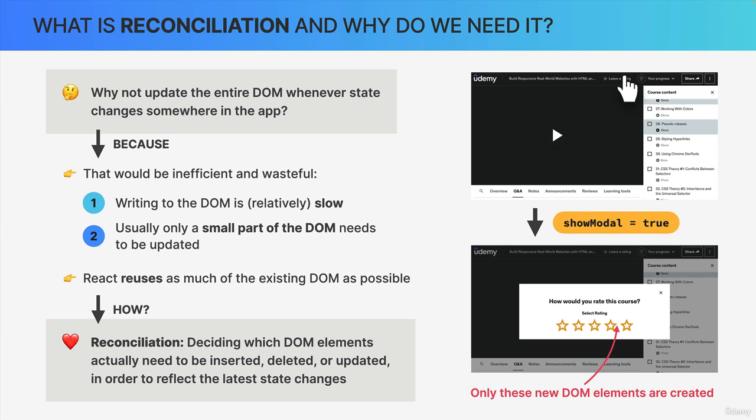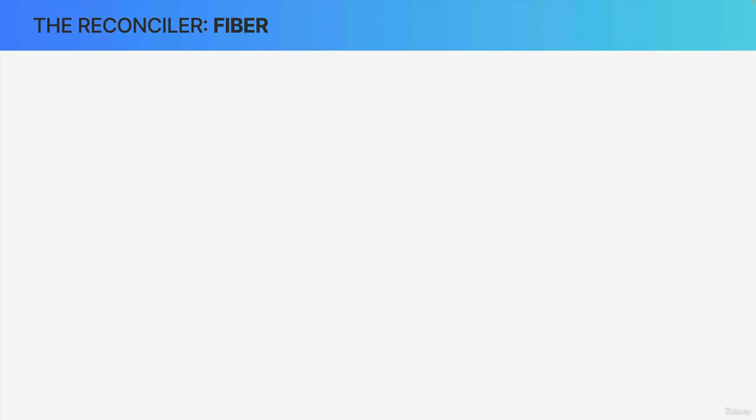Now, reconciliation is processed by a reconciler, and we can say that the reconciler really is the engine of React. It's like the heart of React. So it's this reconciler that allows us to never touch the DOM directly, and instead simply tell React what the next snapshot of the UI should look like based on state. And as I mentioned before, the current reconciler in React is called Fiber. And this is how it works.